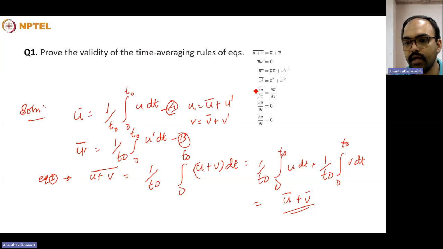Basically, this is more like a distributive property. That is, the bar over U plus V will be distributed to their individual terms. So we'll move to the second part.